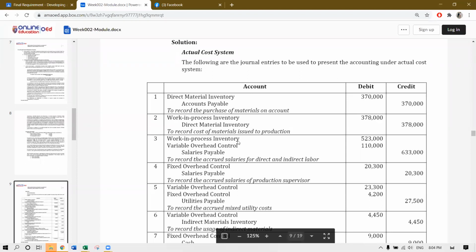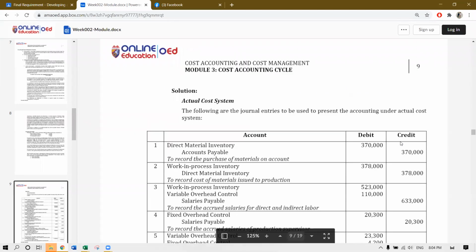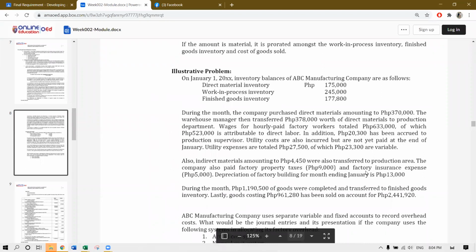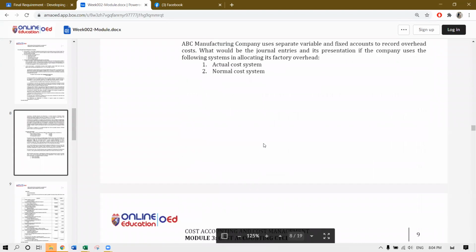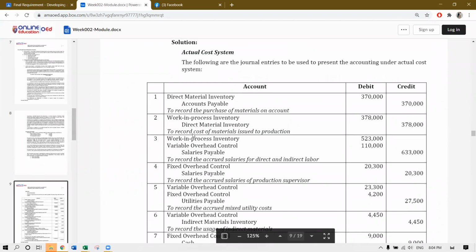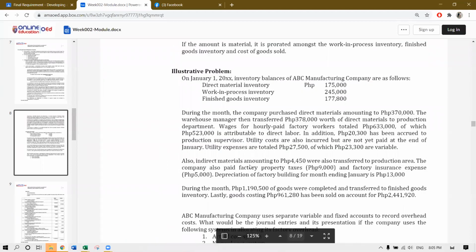Here, work in process inventory, to record the salaries payable, 523,000. Class, attributable to direct labor, 523,000. Let's see which account is used: work in process inventory. Here, there is a separate account when it is overhead: variable overhead control, and fixed overhead control, where the excess will go.